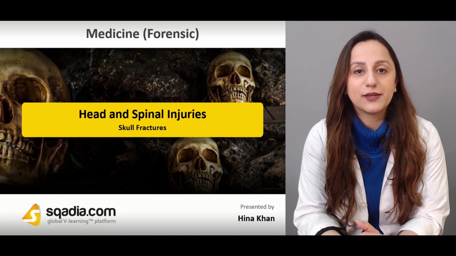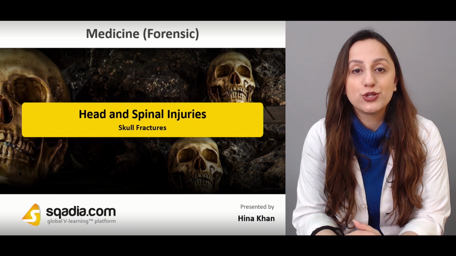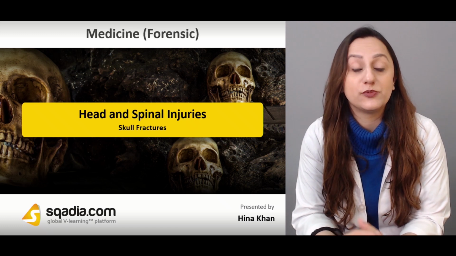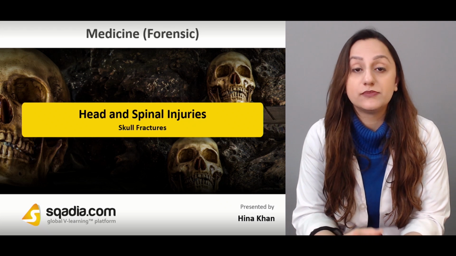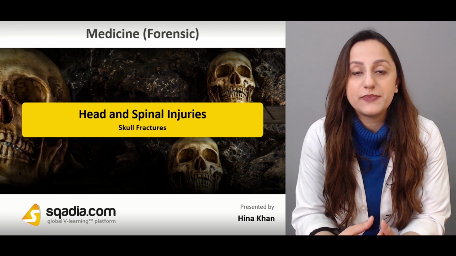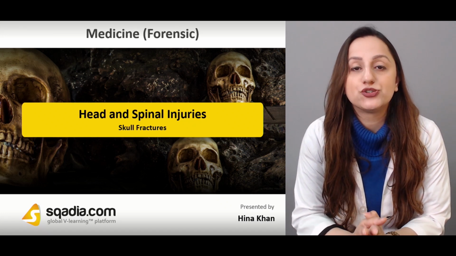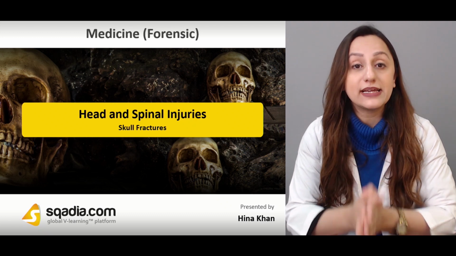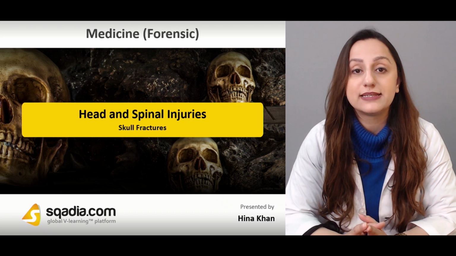Skull fractures are basically a break to the cranial bone, which is also known as the skull, and it can be due to a major blow to the skull, which can cause breakage of the bone. So that is basically the trauma. That is a direct impact to the skull, which is causing these fractures, and that is discussed in detail over here.